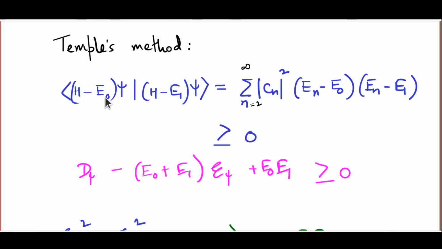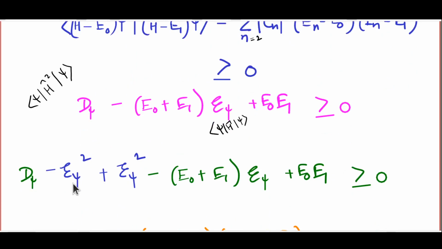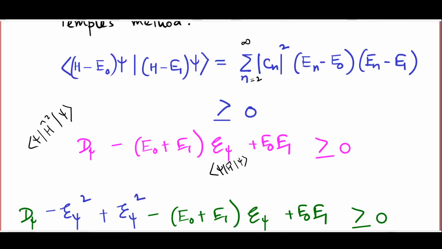Now, if you expand this out, again you are going to get 4 terms, and it's pretty easy to see that these 4 terms will be, remember, the expectation value of H squared, that is psi H squared psi, minus E0 plus E1 times the expectation value of H, which of course is psi H psi, plus E0 E1. And just by adding a minus E psi square and a plus E psi square here, you can easily write this in a useful form.